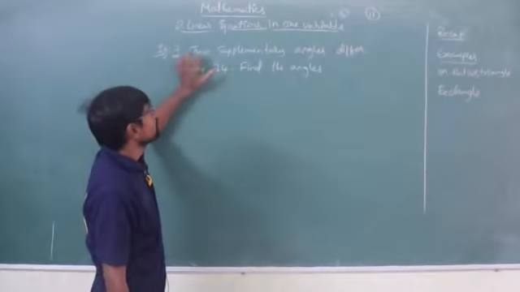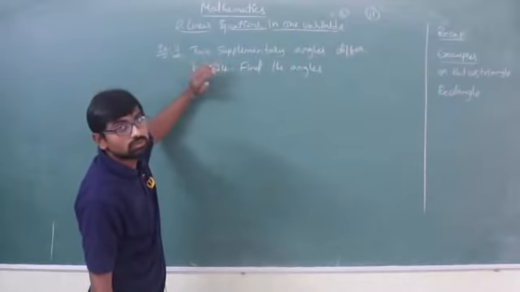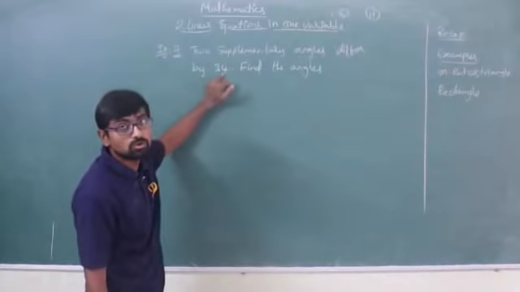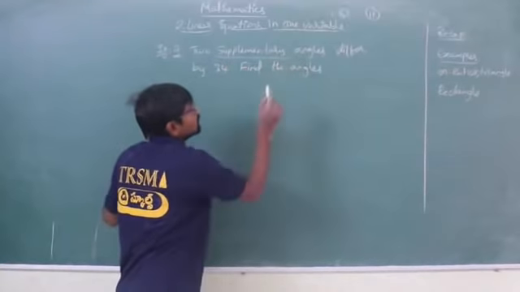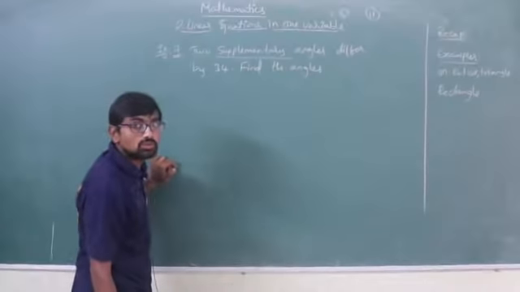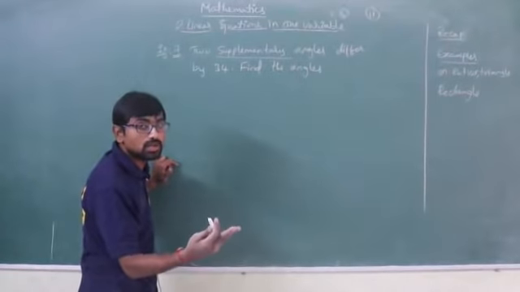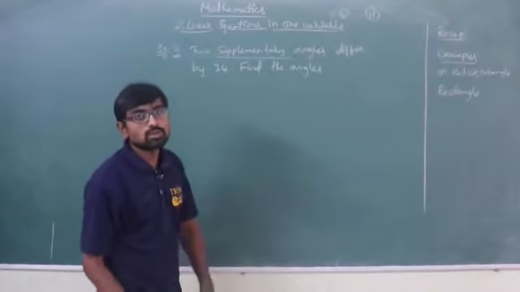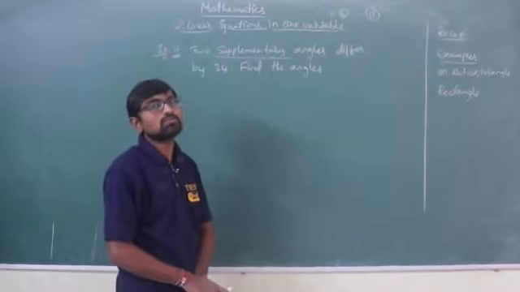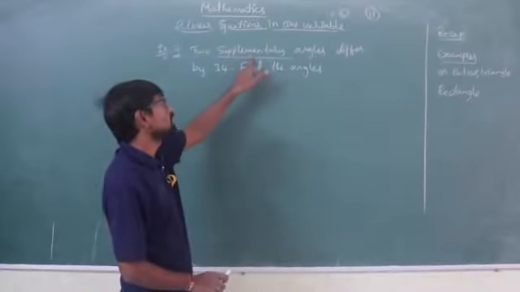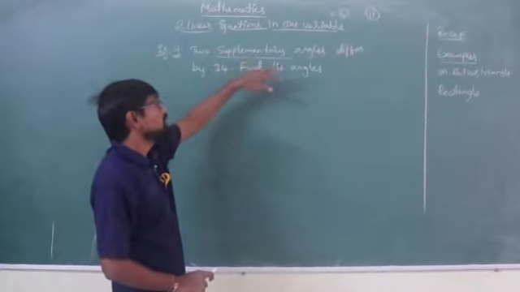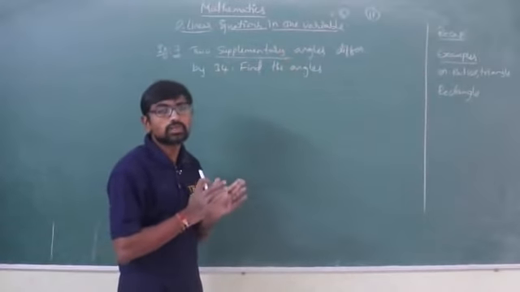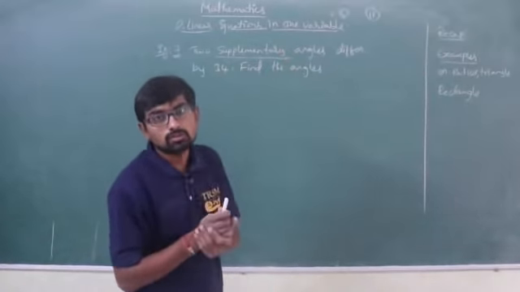In this class. Okay, so now I am reading the question. Two supplementary angles differ by 34. What he mentioned about supplementary angles? You know what is supplementary: if I add two angles, then I will get 180 degrees. So here we have two angles, and the sum of those angles is 180, because he asked us supplementary angles, and both the angles differ by 34 degrees. It means the difference between both the angles is 34 degrees.